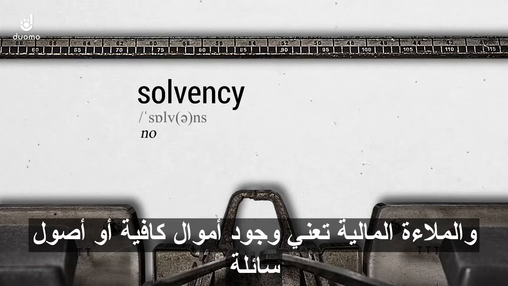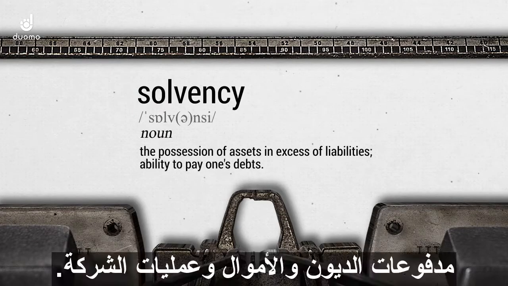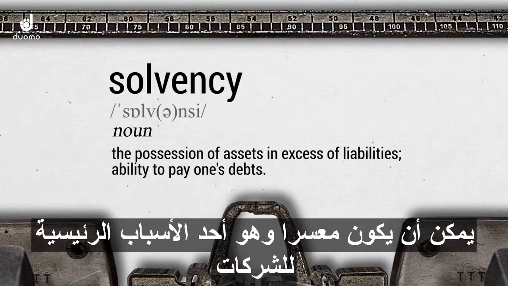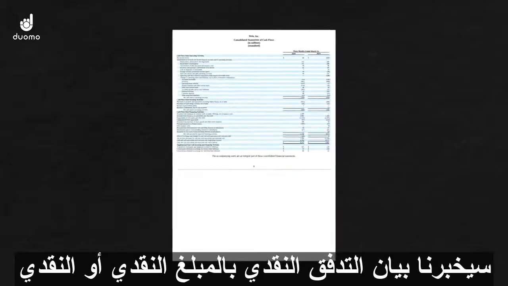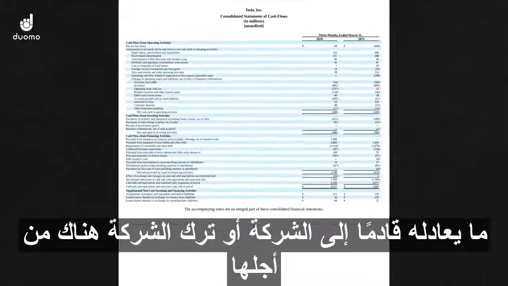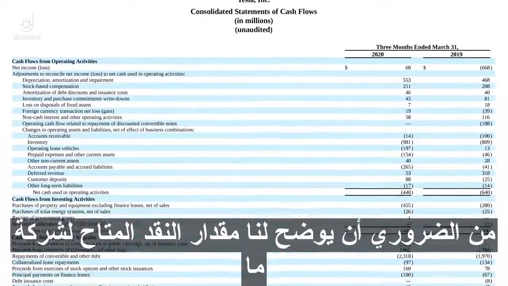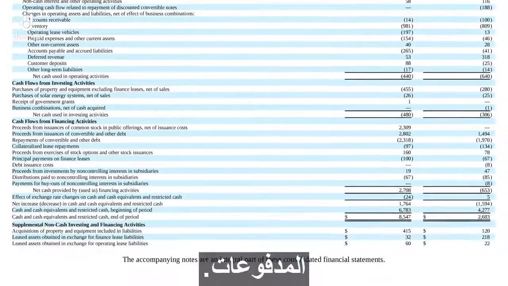Solvency means having enough funds or liquid assets to make necessary debt payments and fund the company's operations. If the company runs out of cash, it could be insolvent, which is one of the main reasons for businesses failing. The cash flow statement will tell us the amount of cash or cash equivalents coming into the company or leaving the company, therefore showing us how much cash is on hand for a company to make its necessary payments.